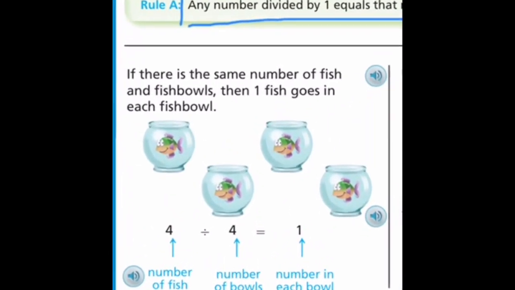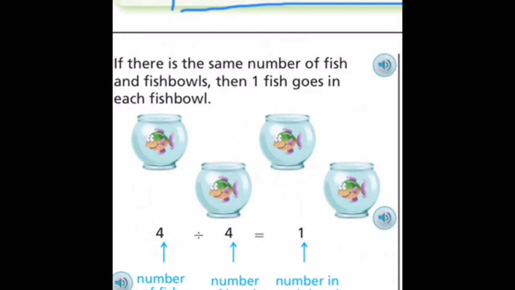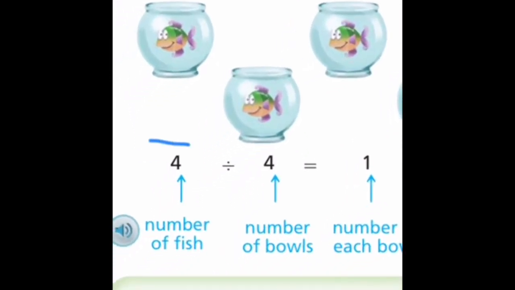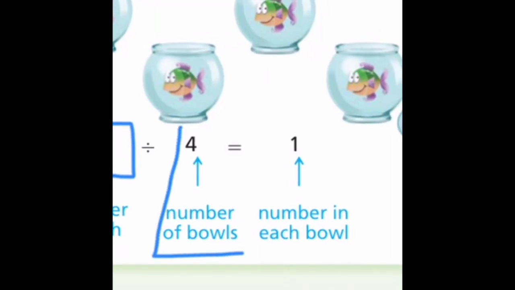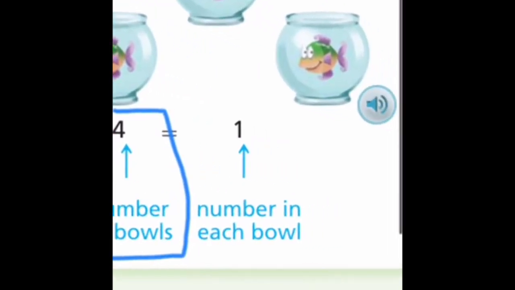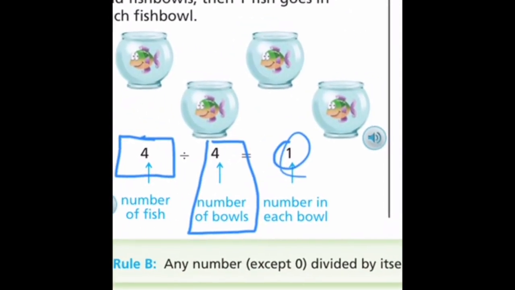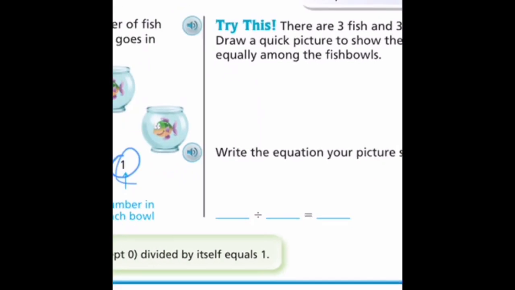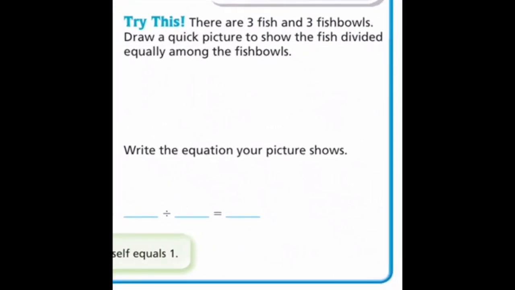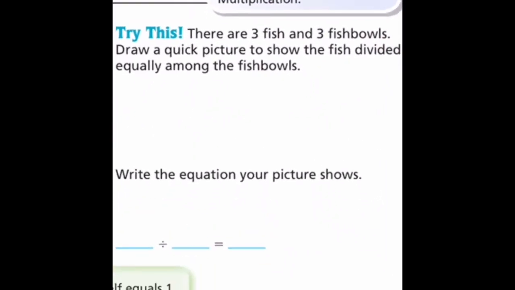Alright, let's look at the second example. If there is the same number of fish and fish bowls, then 1 fish goes in each bowl. So, again, we have 4 fish. This time, though, we have 4 fish bowls. So, 1 fish in each bowl. That makes sense, right? Try this. There are 3 fish, and 3 fish bowls.